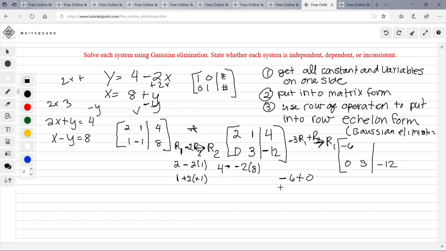Now negative 3 times row 1, so that row 1 has a 1, plus row 2, which is 3. Right? This is row 2. So negative 3 plus 3 is 0. Good, that's what we want. We want this diagonal to be 0. And then negative 3 times 4, because negative 3 times row 1, so here's 4, plus row 2, which is negative 12. So negative 12 plus negative 12 is negative 24. Good. Now, we did the hard part.